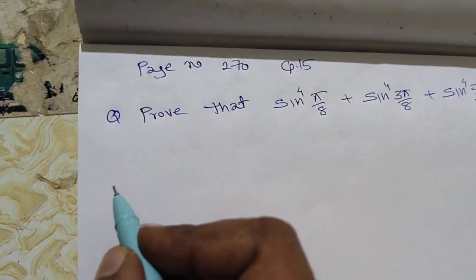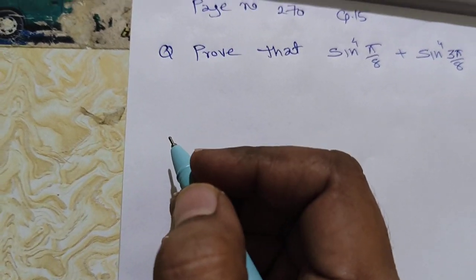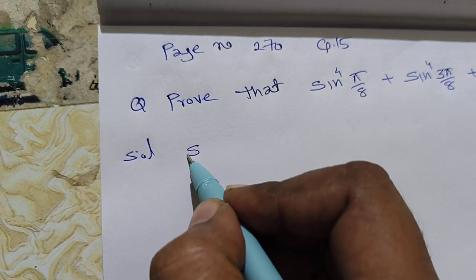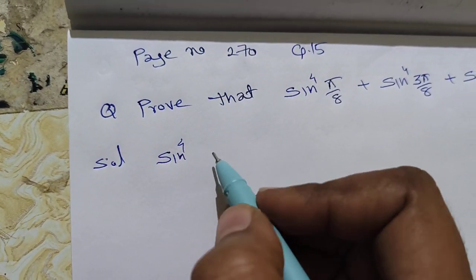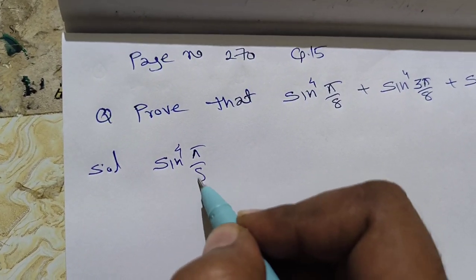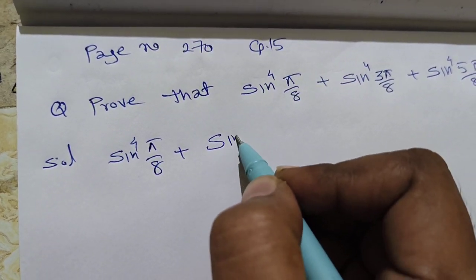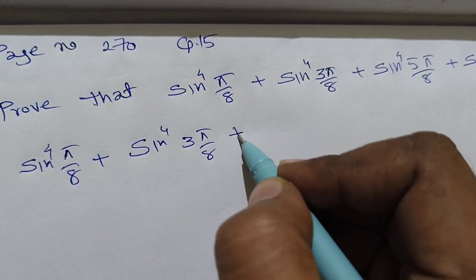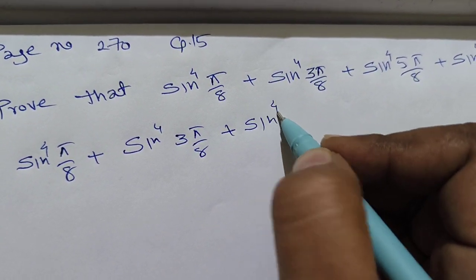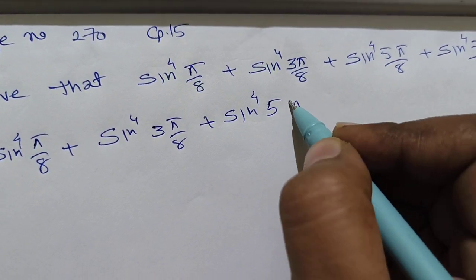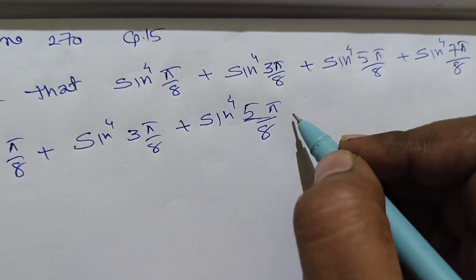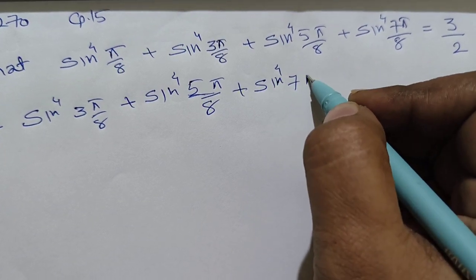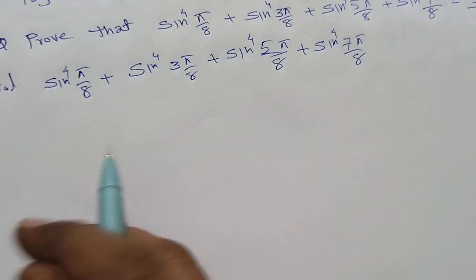So first we will write the given values. It is sin⁴(π/8) + sin⁴(3π/8) + sin⁴(5π/8) + sin⁴(7π/8).